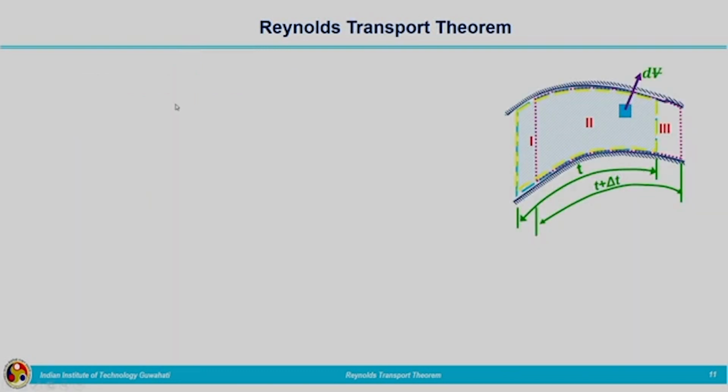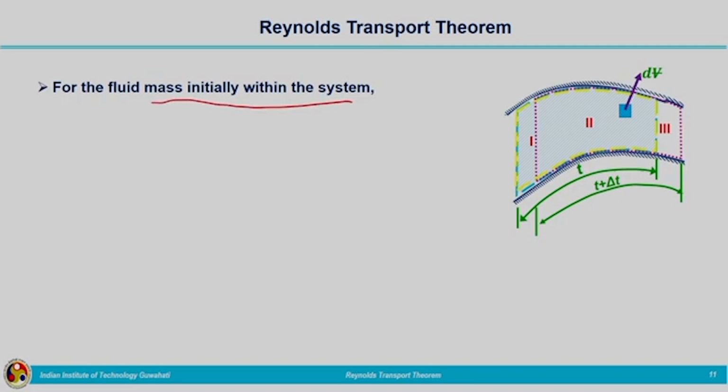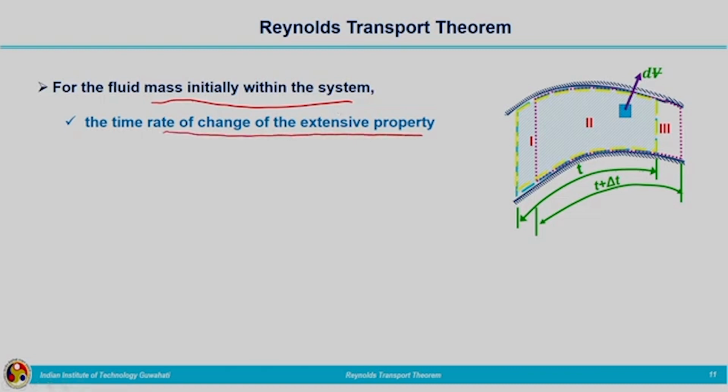The same figure is repeated here for getting a clear idea. We are going to write the expression dB by dt, that is the time rate of change of extensive property, for the fluid mass initially within the system. dB by dt is related to the system at time t equal to 0, or at the beginning of the time, when the system and control volume coincide with each other, that is, the blue dotted line and the yellow dotted line coincide.